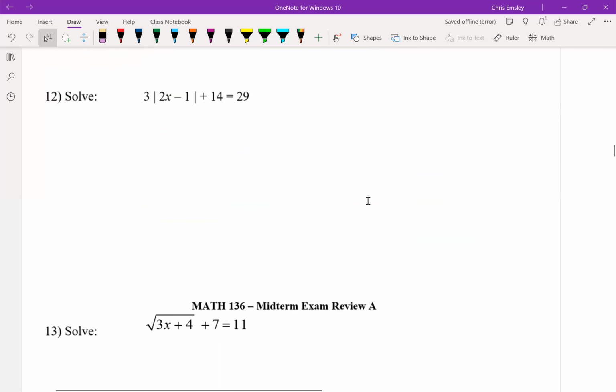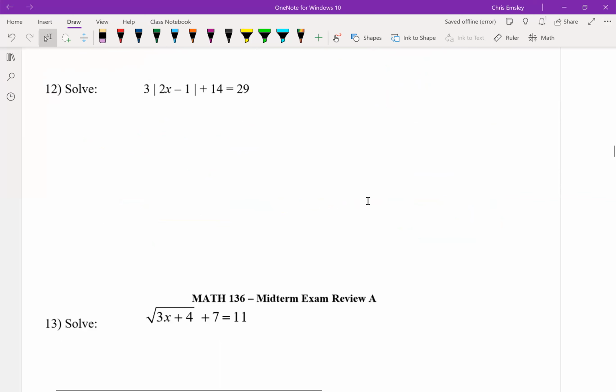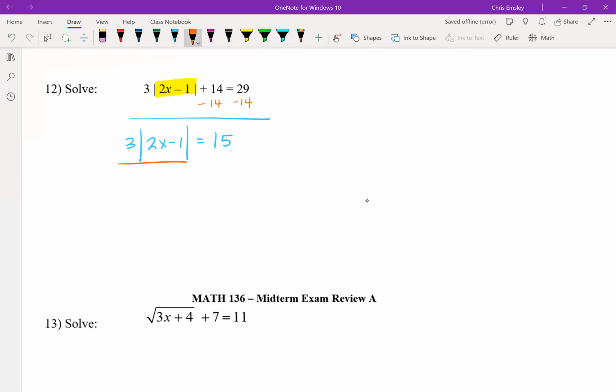Okay, number 12 on the review, we have an absolute value problem here. When we're solving absolute values, whether it's an equation or an inequality, either one, the first thing we want to do is get that absolute value part of the equation or inequality by itself. So before we do anything with the absolute value, we are going to isolate that part of the equation. I'm going to subtract 14 from both sides. 29 minus 14 is 15. And then we want to divide both sides by that 3.